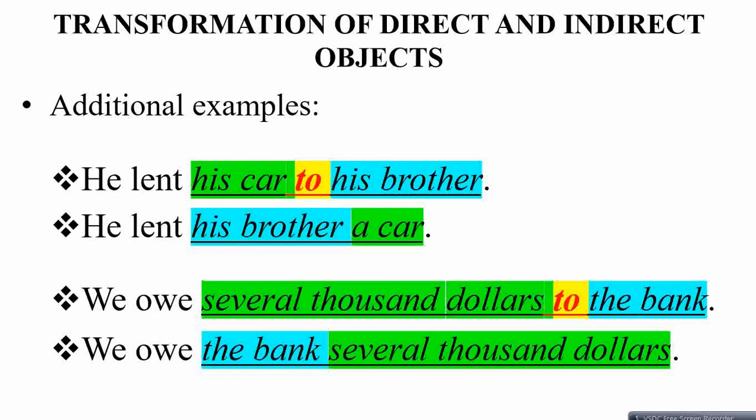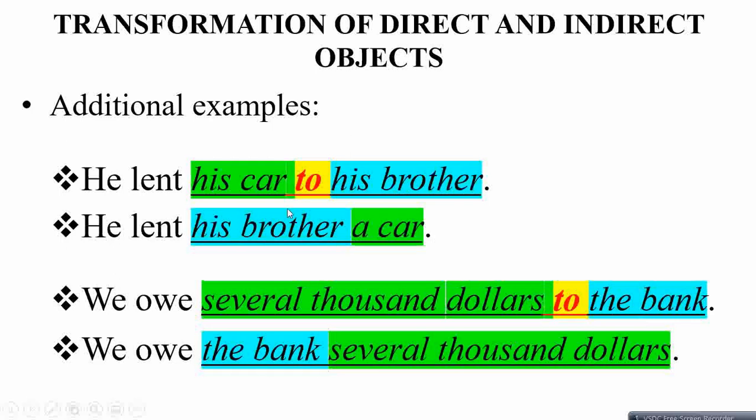Okay. He lent his car to his brother. So his car is actually the direct object, then followed by a preposition and then the indirect object, his brother. And you can flip the position of your objects. Now bring your indirect object before your direct one. So: he lent his brother a car, and at the same time, what you have to omit is the preposition.